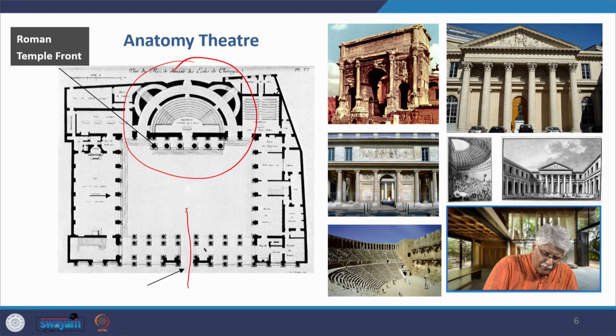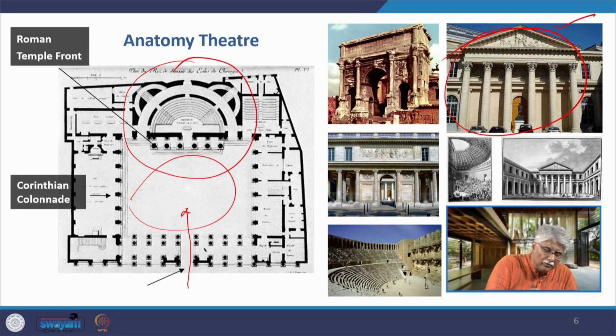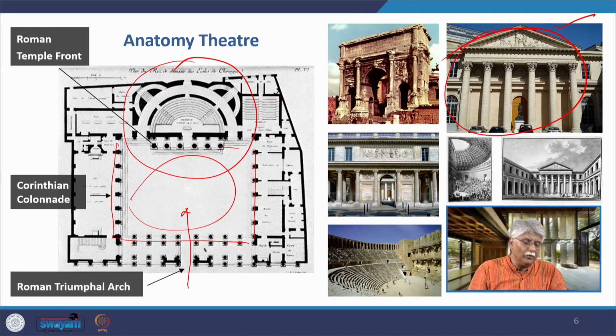You entered from here, you reached a courtyard, and the anatomy theatre was right in front, and this anatomy theatre had this temple front that you see here, and this is the temple front that you see in the plan. Then you had the Corinthian colonnade on all sides, borrowed again from classical architecture. You had the Roman triumphal arch, which was used when the victorious Roman generals used to enter Rome. They would erect a triumphal arch to commemorate that victory, and he converted the entrance of the School of Surgery using the triumphal arch from Roman architecture.